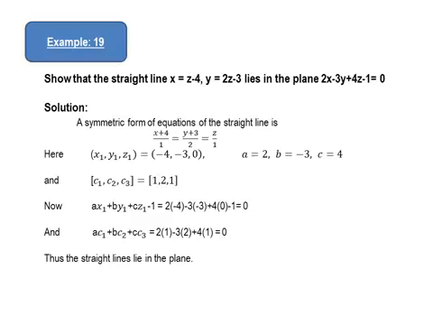And ac1 + bc2 + cc3, substituting the direction ratios in the general equation of the plane, we are left with 2 times 1 minus 3 times 2 plus 4 times 1 equals 0, which gives 2 - 6 + 4, which gives -6 + 6 = 0. Thus, the straight line lies in the plane.